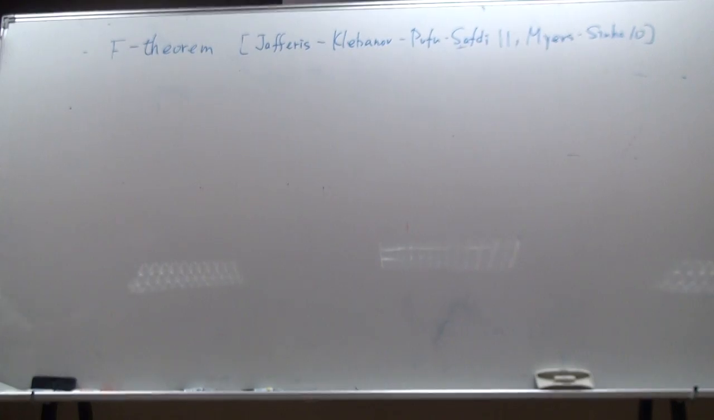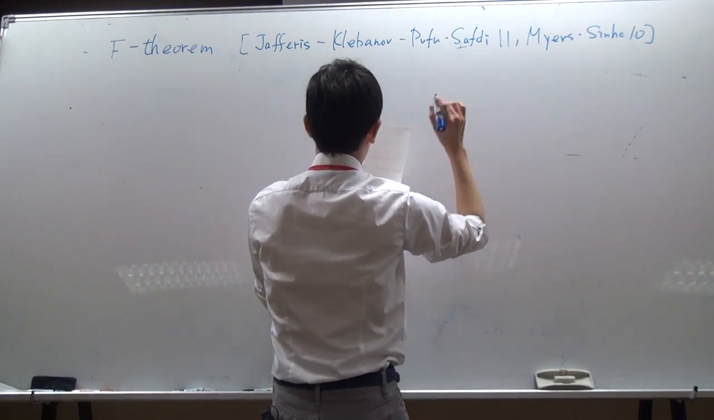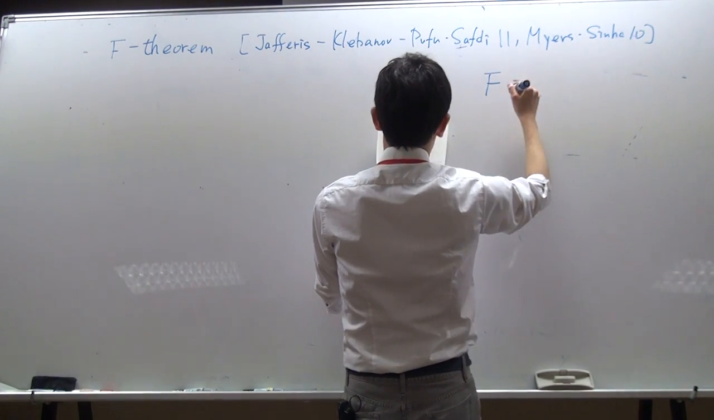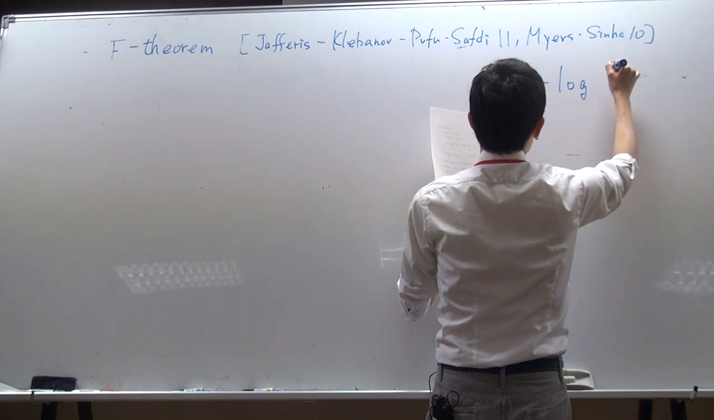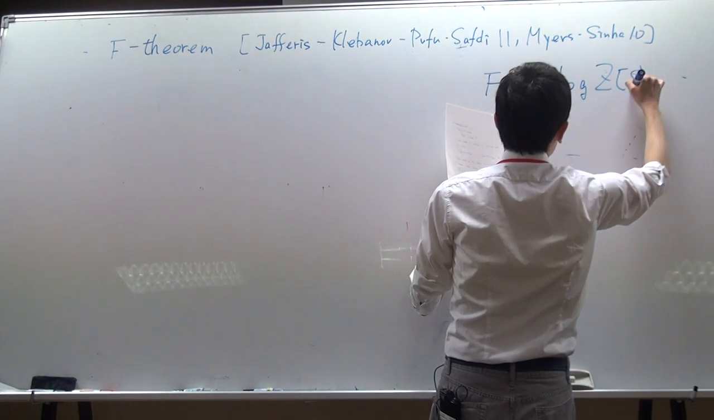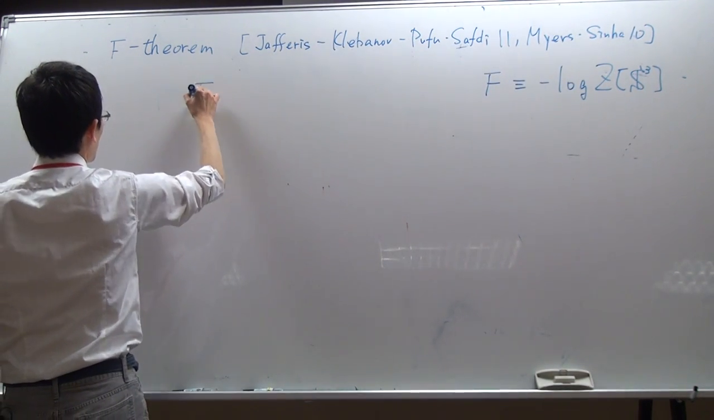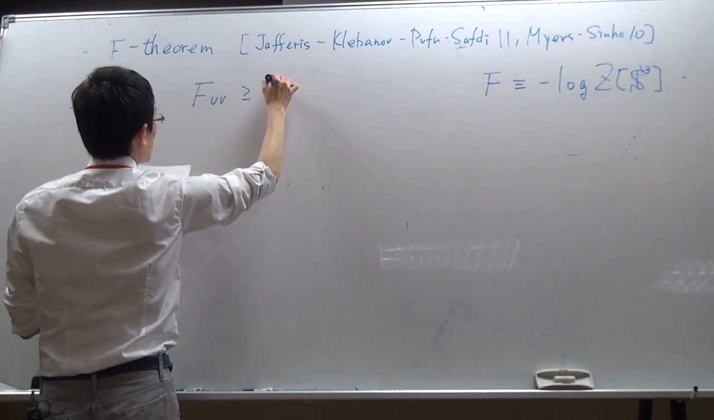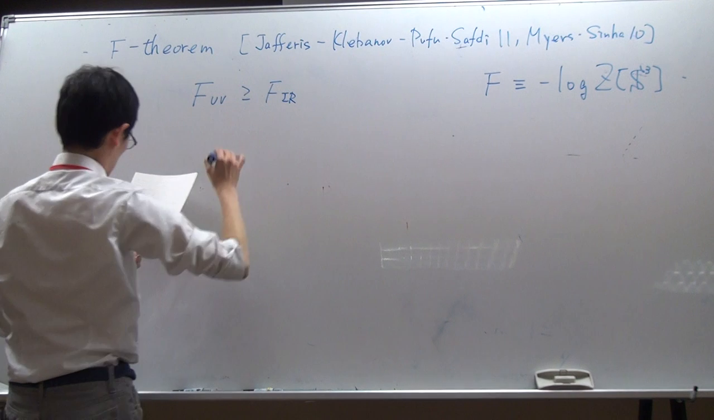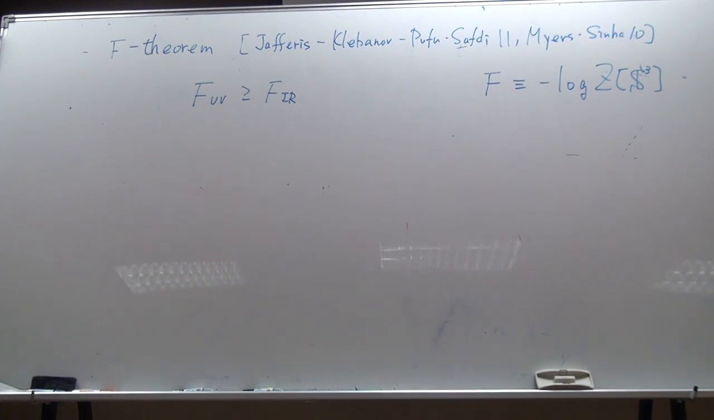first you put your theory on the 3 sphere and you define a free energy on the 3 sphere. So F is given by minus log of the partition function on the 3 sphere. And then they conjecture that F_UV is greater than F_IR. So this one is very non-trivial because you cannot come up with such a function from an extension of the C theorem. So you have 3 possibilities, but unfortunately, the first one has a counterexample.